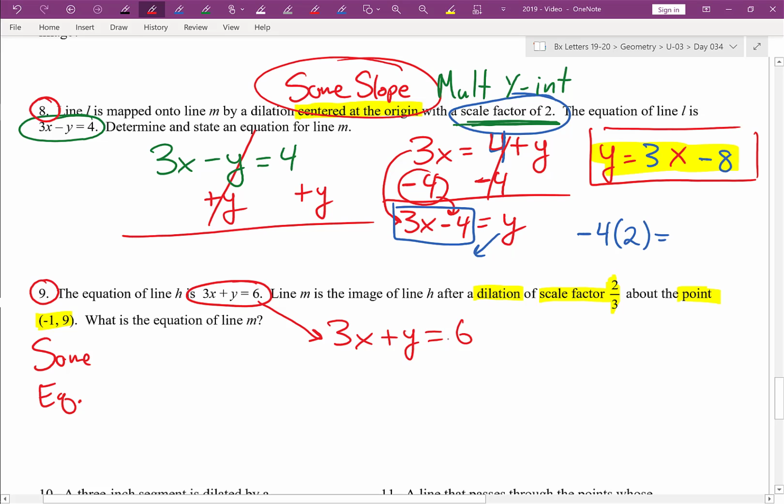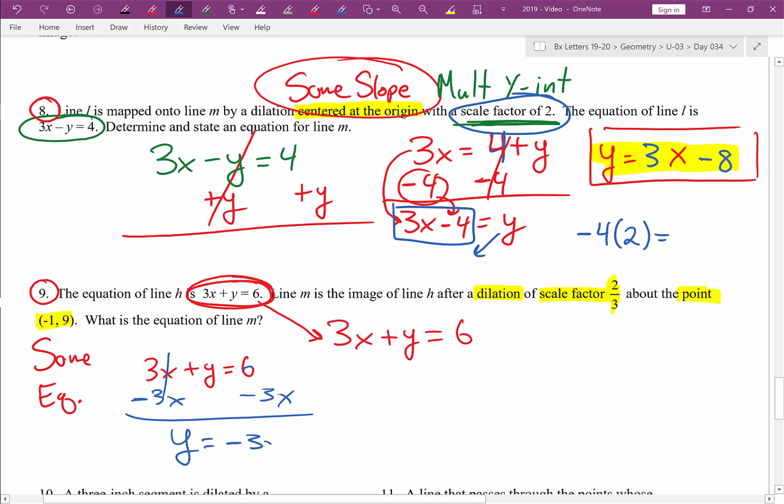But if you wanted to put it in y equals mx plus b form, we could do that. So we'll solve this equation, 3x plus y equals 6. Y is positive, so I like that. I'm going to subtract 3x from both sides. I get y equals minus 3x, and then a positive 6. And here I can see, great, here is my equation now in y equals mx plus b form.